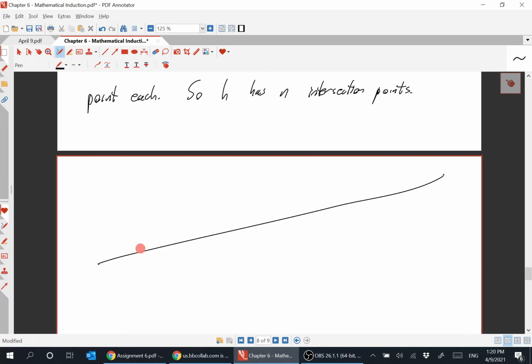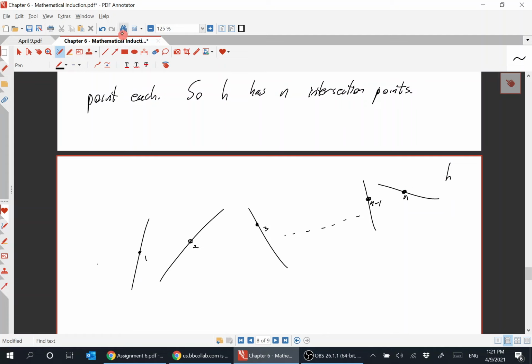So here's line H, and here's one of the other lines. That's intersection 1. Here's another one of those other lines. That's intersection 2. Another one of those lines, that's intersection 3. So intersection point 1, intersection point 2, intersection point 3, and so on, up to intersection point N. You can do one more: intersection point N minus 1, and then intersection point N. And this is line H right here. That's H right there.